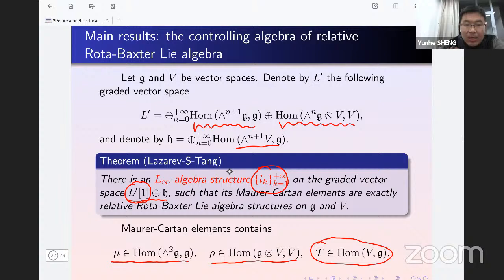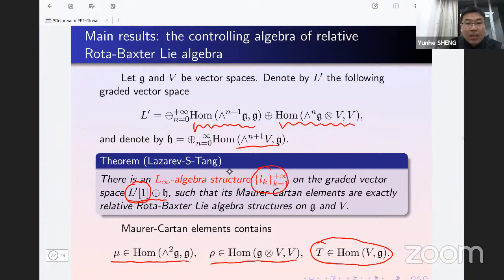Okay, so there are 3 elements, mu, rho, and t, and this theorem tells us that if they are Maurer-Cartan elements, then mu is a Lie algebra structure, rho is a representation of G on V, and t is a relative Rota-Baxter operator. I will not prove this theorem now; I will leave the proof to the end of the talk. But I want to show you immediately that as soon as we have this controlling algebra, we can study deformations, cohomologies, and homotopy of relative Rota-Baxter Lie algebras.